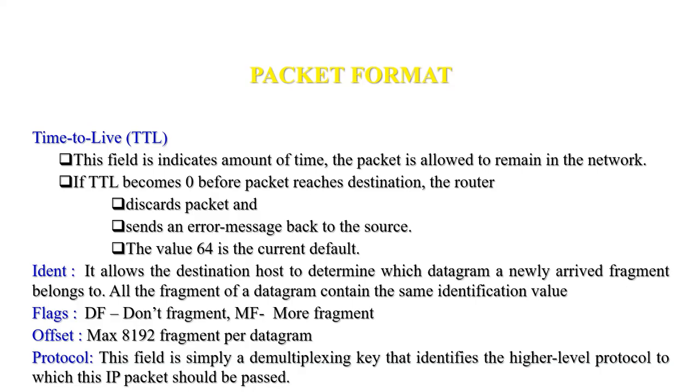Offset. The offset is going to indicate the next fragment piece of the data which is being followed, and the starting position of that particular fragment is going to be given here. Maximum 8,192 fragments per datagram can be allowed. Protocol. This field is simply a demultiplexing key that identifies the higher level protocol to which this IP packet should be passed.